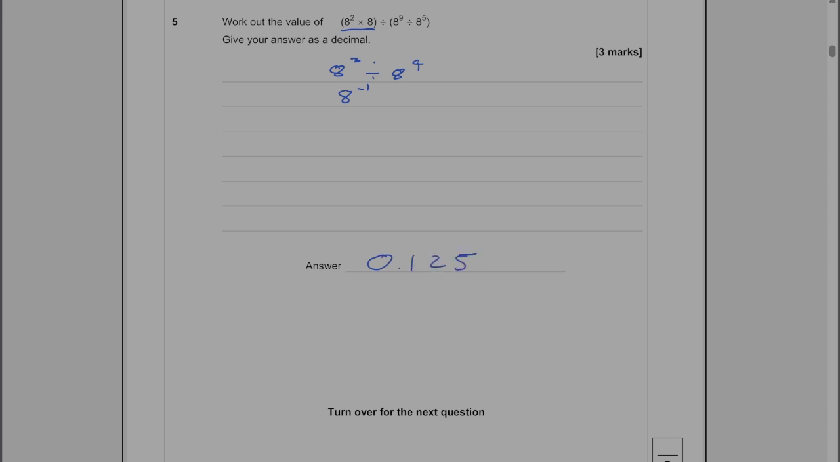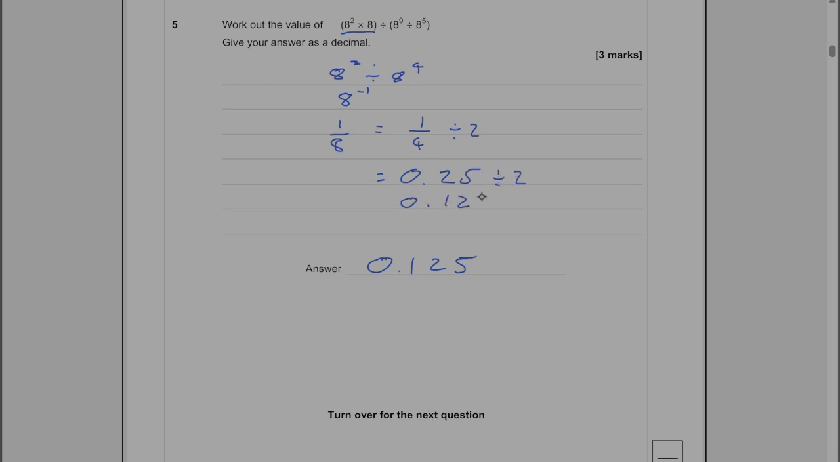If you can't remember that, you can say it's going to be half of 0.25. Well, you could say 1 divided by 8 is going to be equal to, well, a quarter divided by 2. So 0.5 divided by 2. Sorry, 0.25 divided by 2. Which is going to be 0.125. Or you could do the formal division, and that would be fine as well.